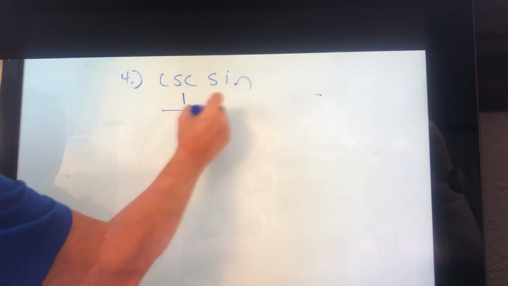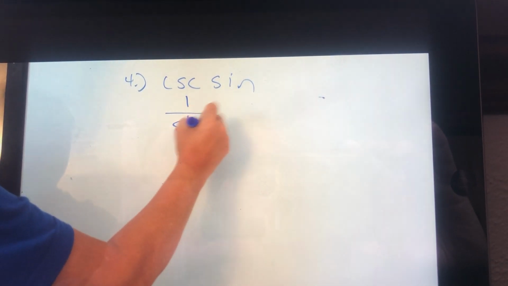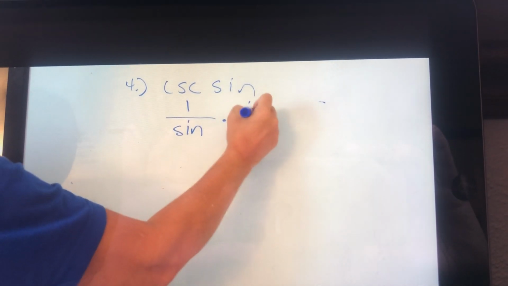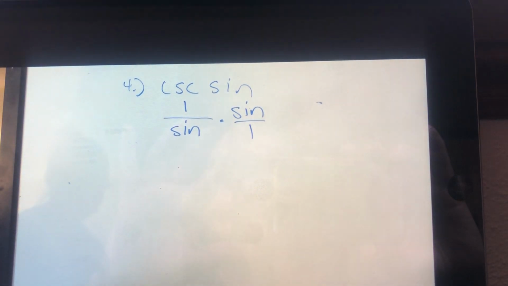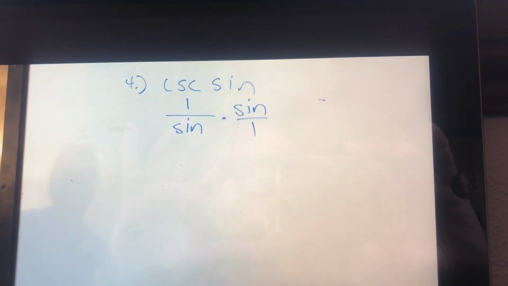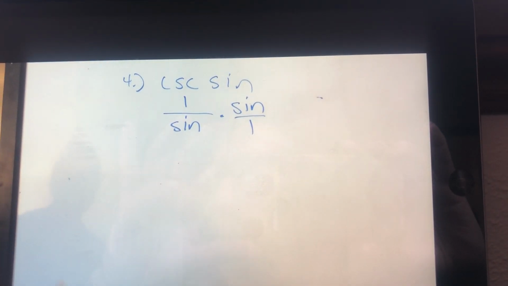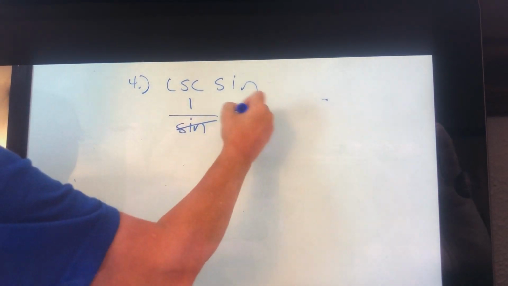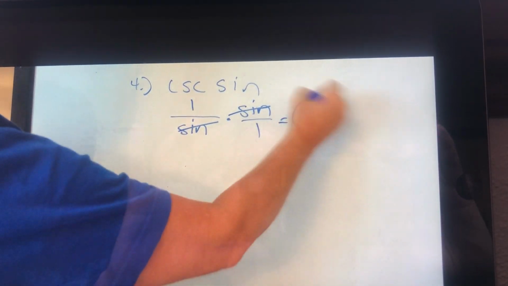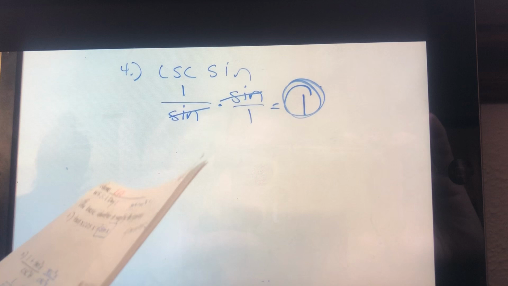One thing that's going to be hard is a lot of you are going to look at these and be like, oh, when Miss P does it, I get it. I just can't seem to get it on my own. But keep in mind, this is one day. We're going to get practice and get better. So cosecant, we know, is the same as 1 over sine. Sines cancel. And we get 1.